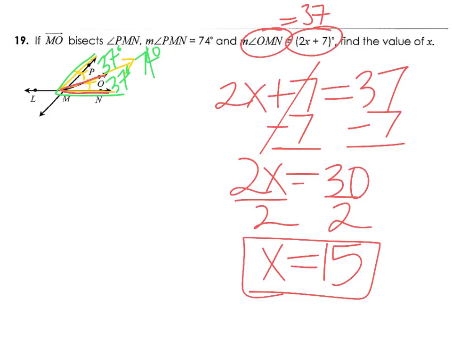All right, so the important thing to remember here is that an angle bisector cuts the angle in half.